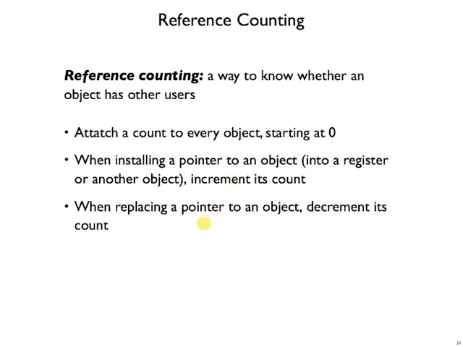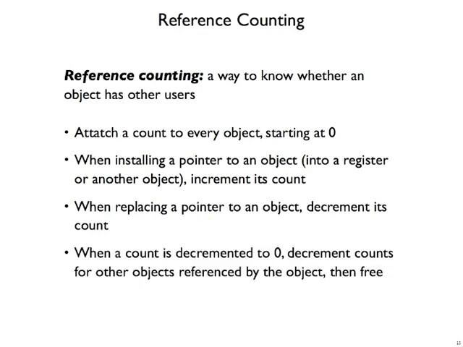Whenever you do that, there was something already in the register, some other value that was being referenced by the register before. You decrement the count on the object that is no longer referenced by the register or that place in another object. And when a count is decremented all the way to 0, that means that the object whose count was just decremented can be freed immediately. At the same time, any other object that one references, its counts can be decremented, and so on, which may cause more counts to reach 0 and more objects to be freed.